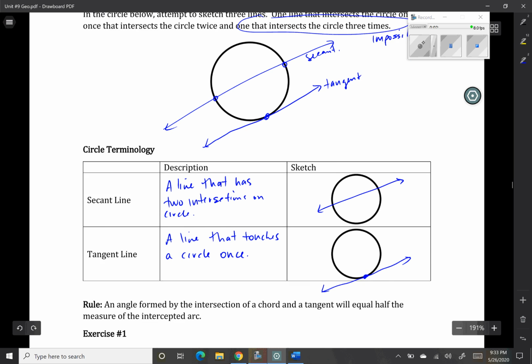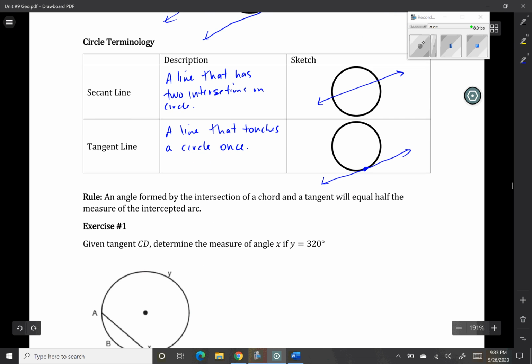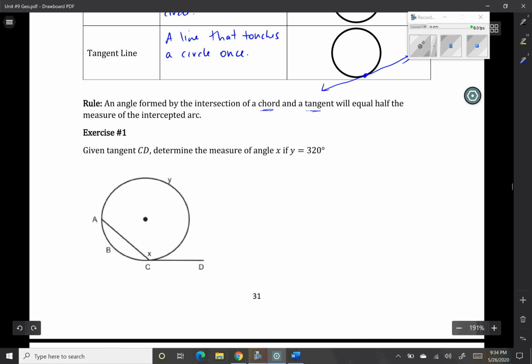So let's talk about the rules that are created here. An angle formed by the intersection of a chord and a tangent will be equal to half of the measure of the intercepted arc. So this is talking about a chord and a tangent. So we're going to have this kind of weird looking angle, like the picture here in exercise 1. So here's your chord. CD is your tangent line. I know it doesn't extend forever, but we could make it extend forever, right? So it looks like the definition we said above. And it says the angle formed, this angle here, is equal to half of its intercepted arc.